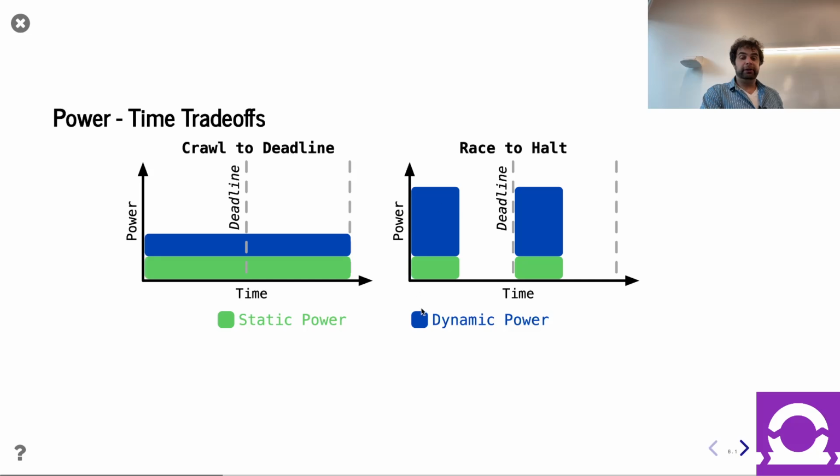Sometimes race to halt is good because you can turn off and save that static power portion. Other times, the reduction in dynamic power by going slow is so great that the static power is such a small fraction, it's better to do crawl to deadline. So both philosophies are common. I'm going to elaborate on the two in the next few slides. I want to get the idea across right in the beginning.